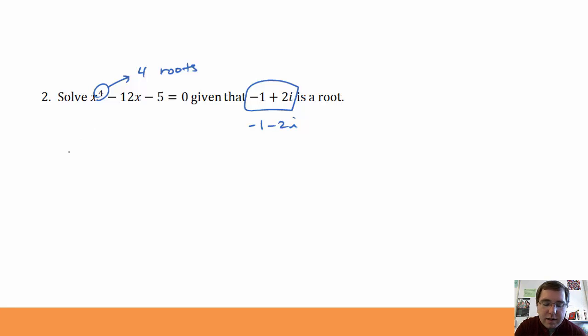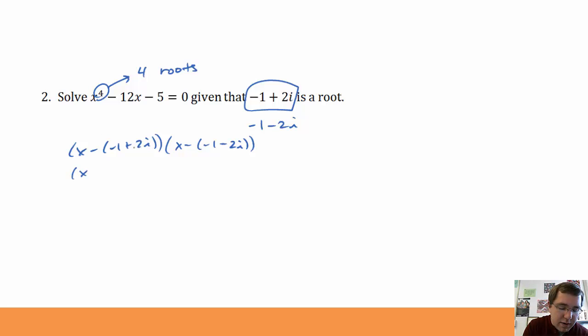Okay, well, let's see what I can do with that information. If negative 1 plus 2i is a root, then x minus negative 1 plus 2i is a factor. And the other factor would be x minus negative 1 minus 2i. I know those 2 roots, so I know those 2 factors. So let's multiply those out and see what that gives me. All right, x, distribute the negative sign, I'll have plus 1 minus 2i, x plus 1 plus 2i. FOIL it out.